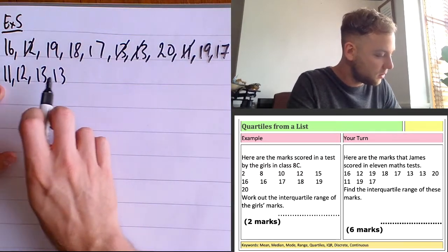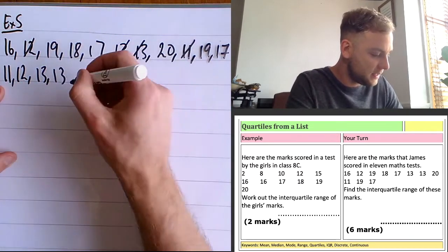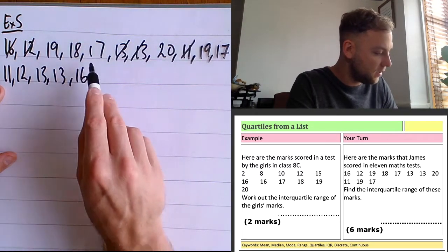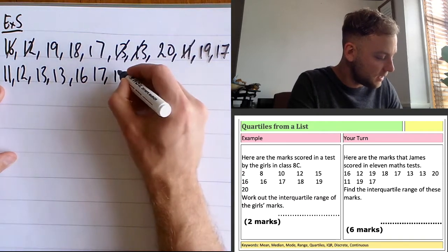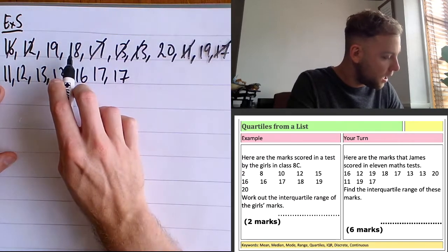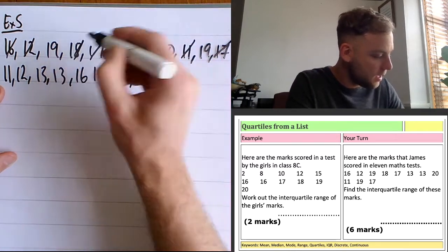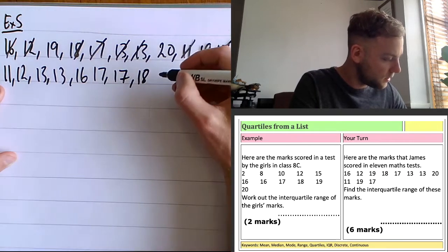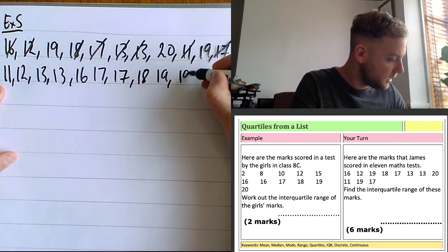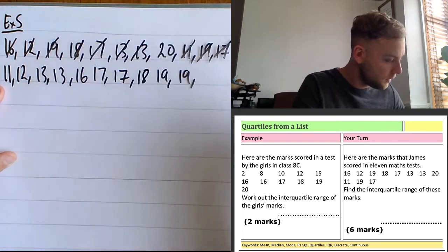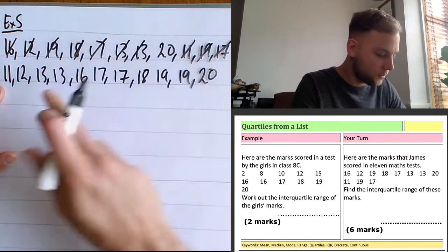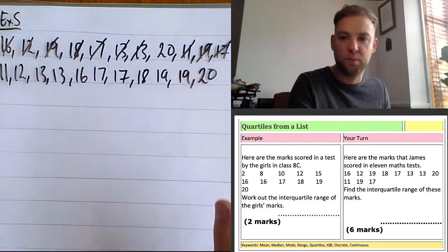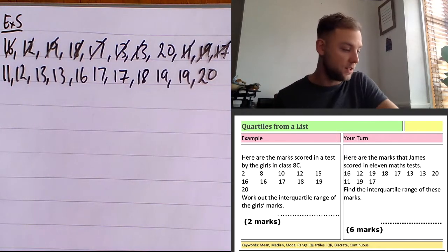Then what's my next one? It is 16. So 16 is next. Then I've got 17 twice. I've got 18 there, and two 19s. And then I've got 20. 1, 2, 3, 4, 5, 6, 7, 8, 9, 10, 11. Super, yeah. So then what we need to do is find the median of this.